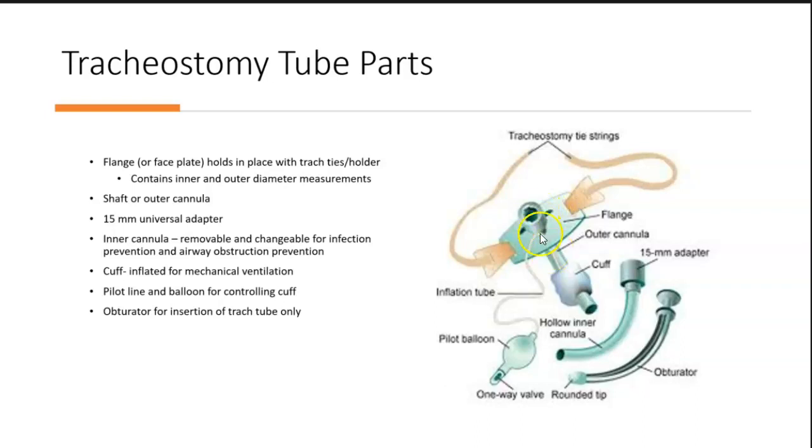There's the shaft, or the outer cannula, which is the portion of the tracheostomy tube that sits within the tracheal wall. There's the inner cannula that's removable and interchangeable to help treat or prevent airway obstructions and infections. I missed the 15mm universal adapter there, so you can hook it up to your ventilator or manual resuscitator. You have your cuff that needs to be inflated for mechanical ventilation, and that's attached to this pilot line and pilot balloon. And then we have an obturator. This helps with insertion.